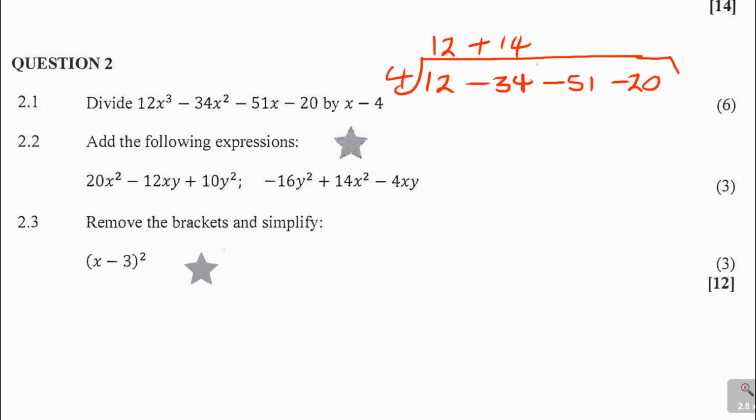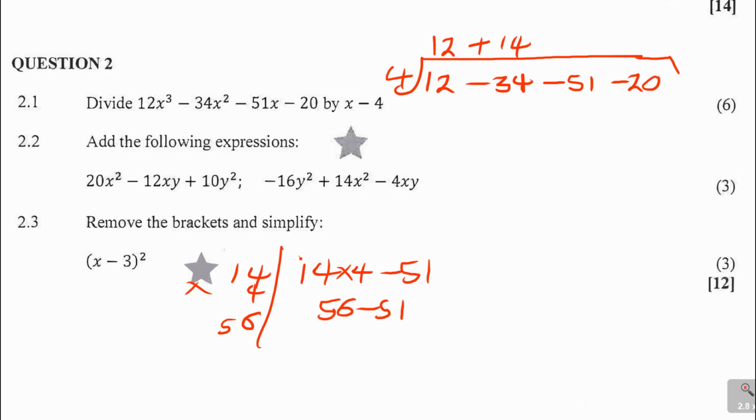The quicker version. Again, you say 14 times 4, which is 56. So it's 14 times 4 minus 51. You say 14 times 4 is 56 minus 51. I'm trying to do this without a calculator. 56 minus 51, 51, 52, 53, 54, 55, 56. This is 5, so I'll say plus 5. And then 5 times 4, which is 20, minus 20, which is equal to 0. Perfect. So once I get a 0 at the end here, plus 0, it means I've done it well.